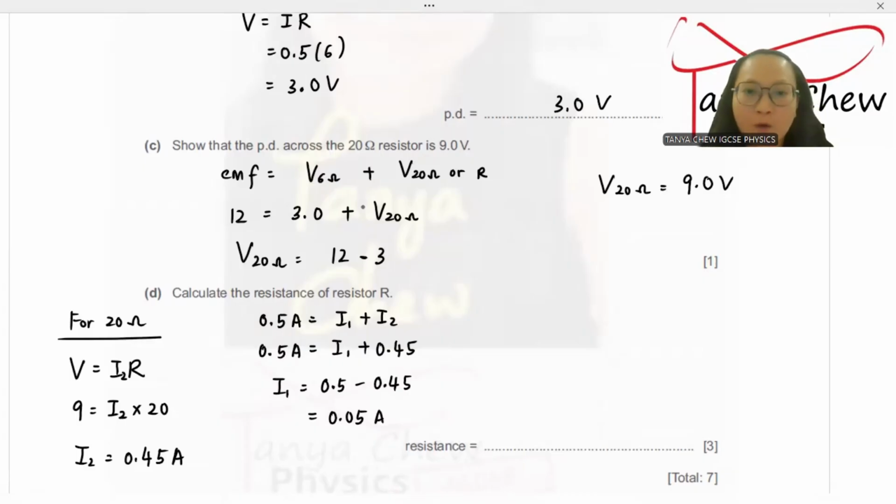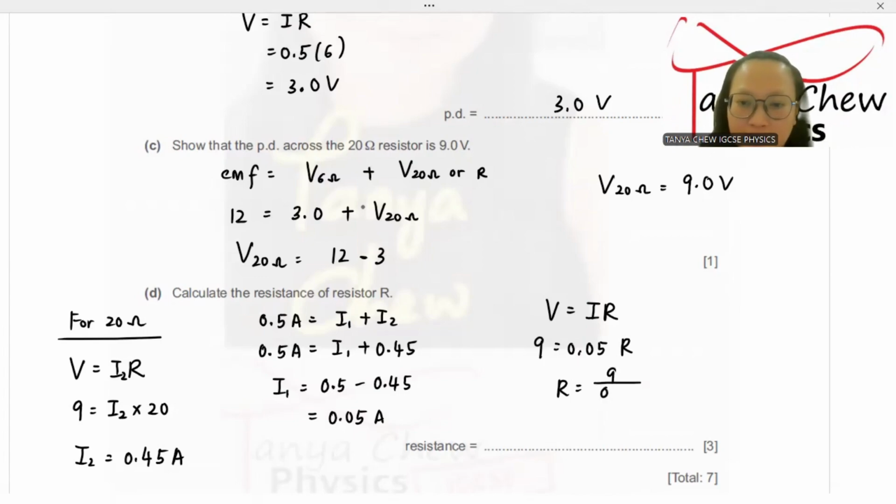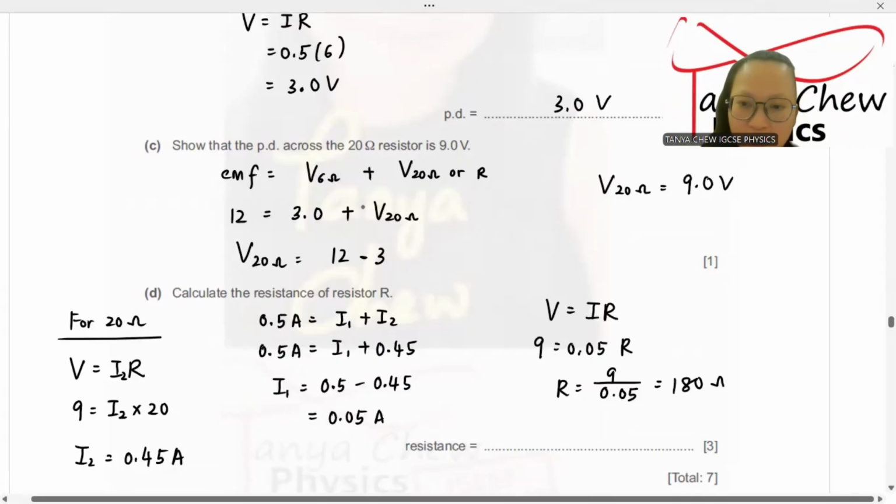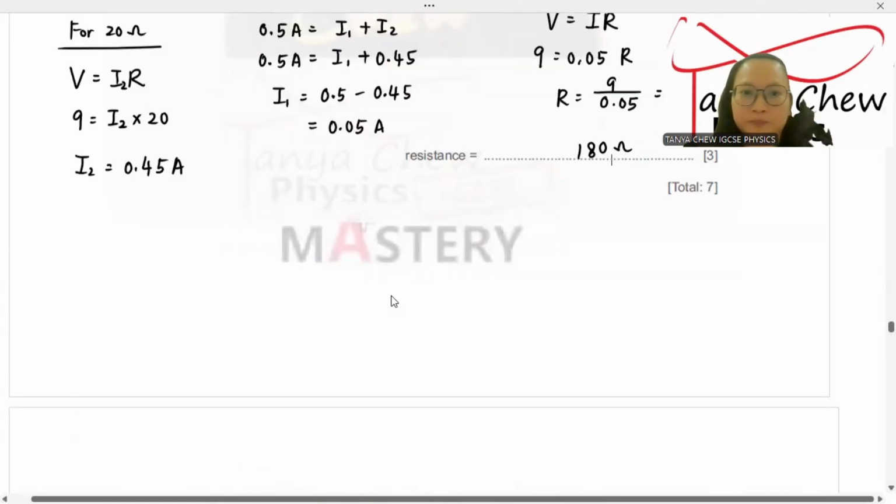Now use back Ohm's law, V equals IR, to find the resistance R. V is 9 volt because 20 ohm and R are connected in parallel, so they share the same potential difference. I1 is 0.05 and you times the R. R is equal to 9 divided by 0.05 and I get 180 ohm. 180 ohm is the answer.